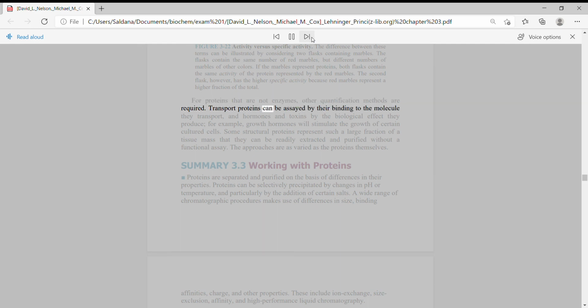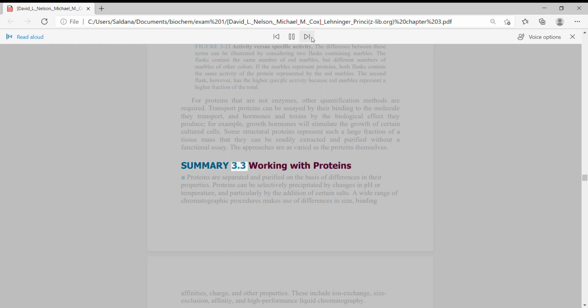Transport proteins can be assayed by their binding to the molecule they transport, and hormones and toxins by the biological effect they produce. For example, growth hormones will stimulate the growth of certain cultured cells. Some structural proteins represent such a large fraction of a tissue mass that they can be readily extracted and purified without a functional assay. The approaches are as varied as the proteins themselves.